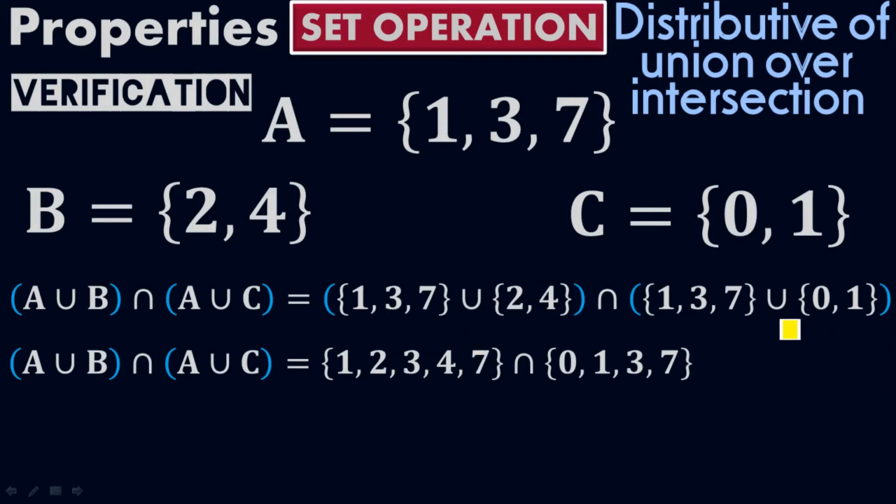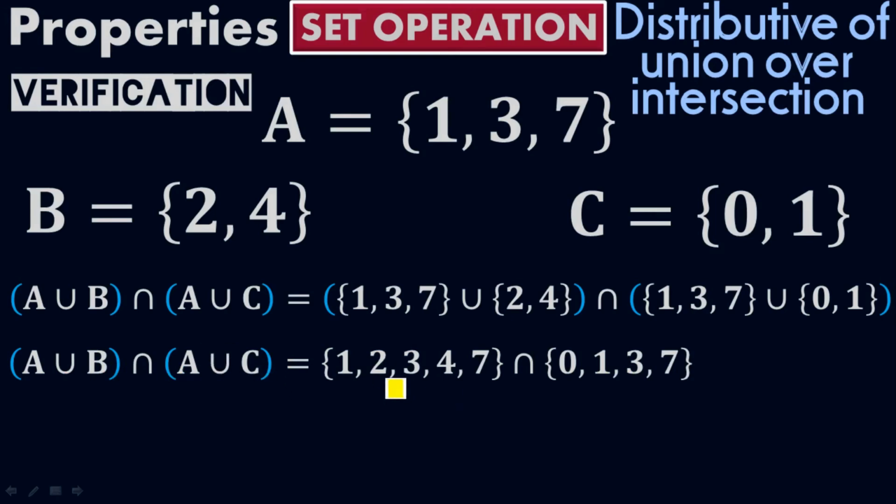Similarly here, the union of {1, 3, 7} and {0, 1} is {0, 1, 3, 7}. Is there any element which is repeating? Yes, 1. So we take one common element and put the rest of the elements 3, 7, and 0 as they are. So we have {0, 1, 3, 7}. This is the answer of A union B, and this is the answer of A union C.